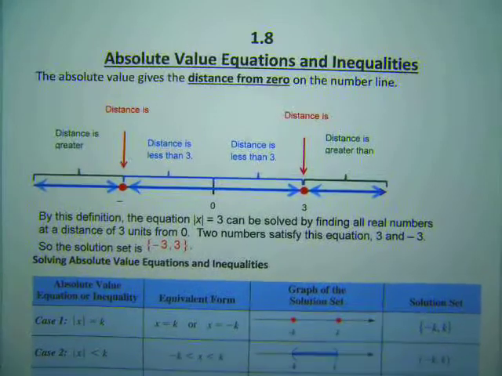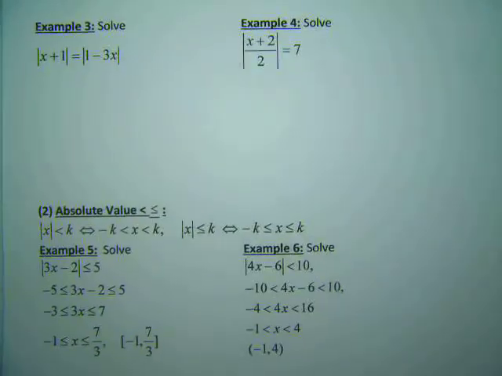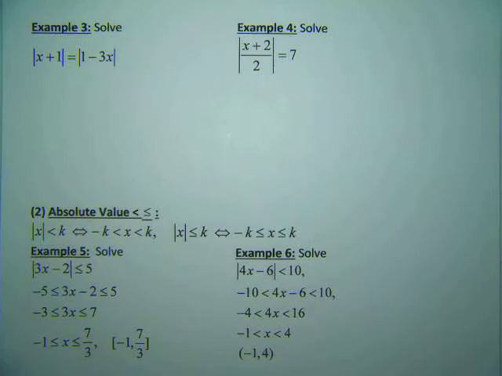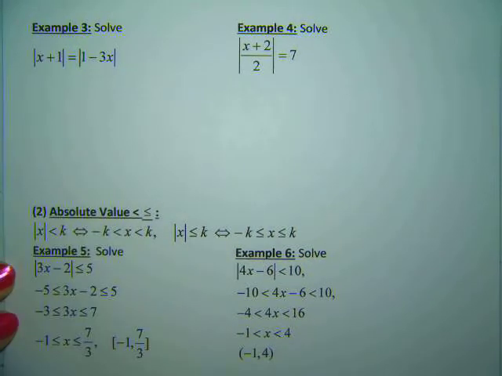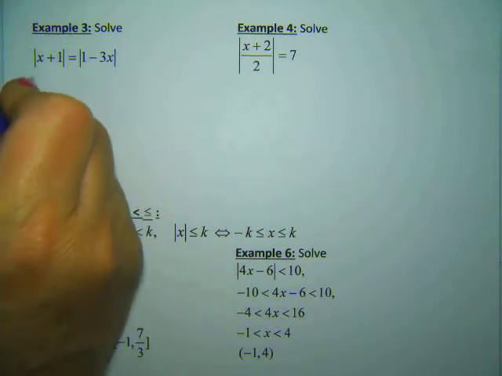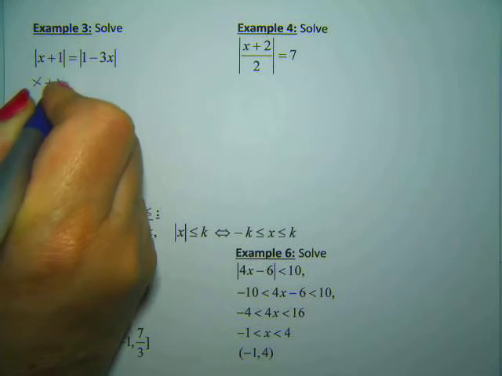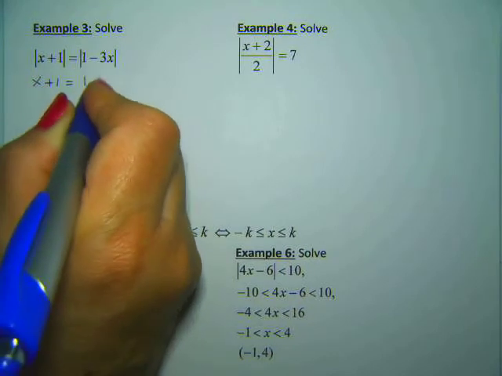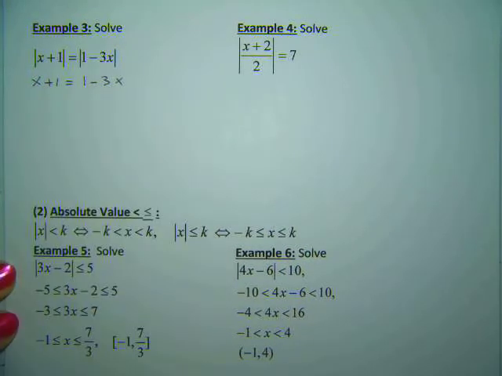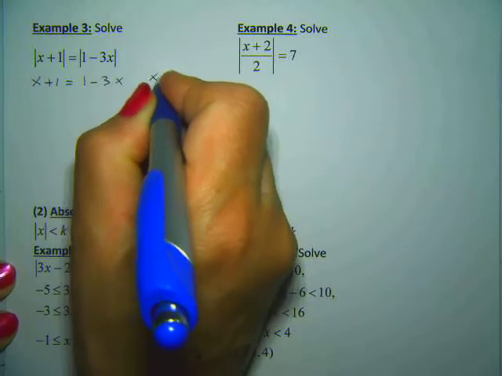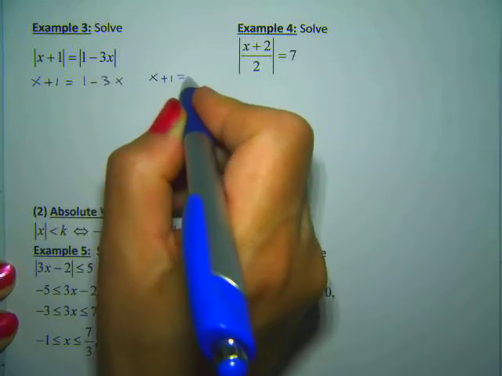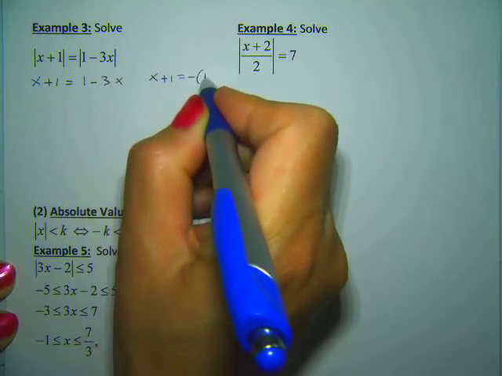So let's do our own example together. Let's look at example 3. The absolute value of x plus 1 equals the absolute value of 1 minus 3x. So one time x plus 1 equals the positive of the right-hand side, and one time x plus 1 is going to be equal to the opposite of the whole side. So be careful with that.